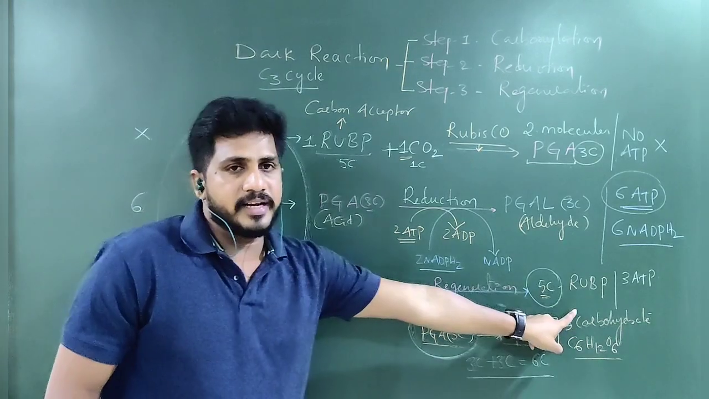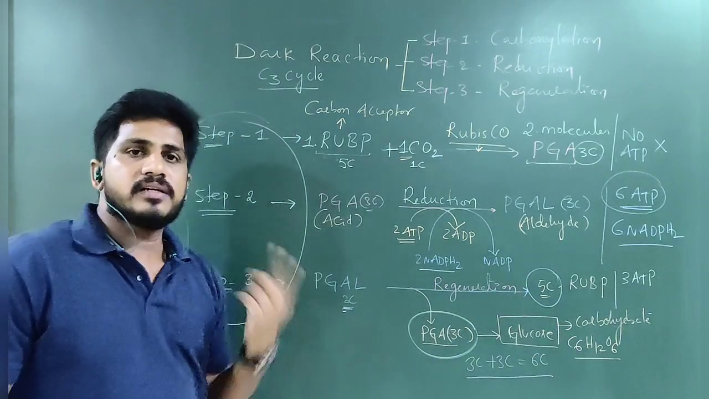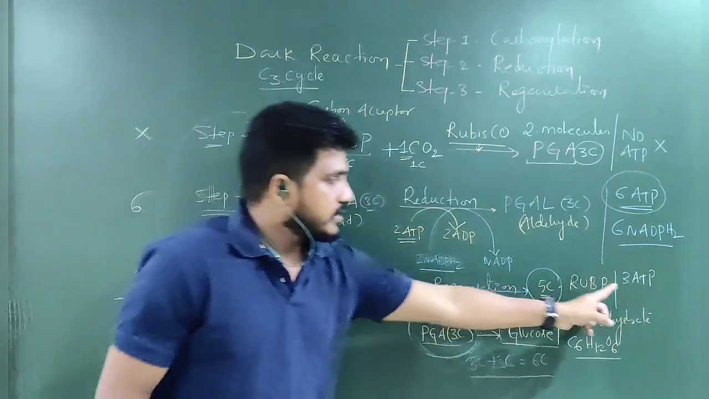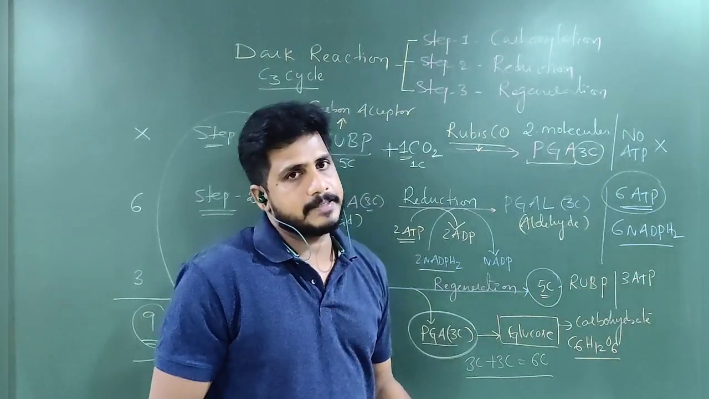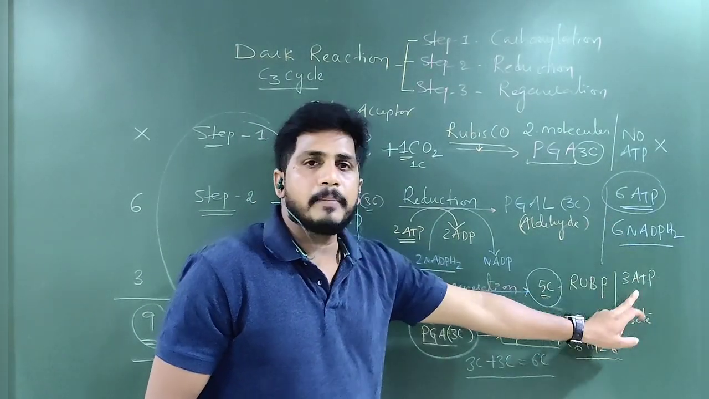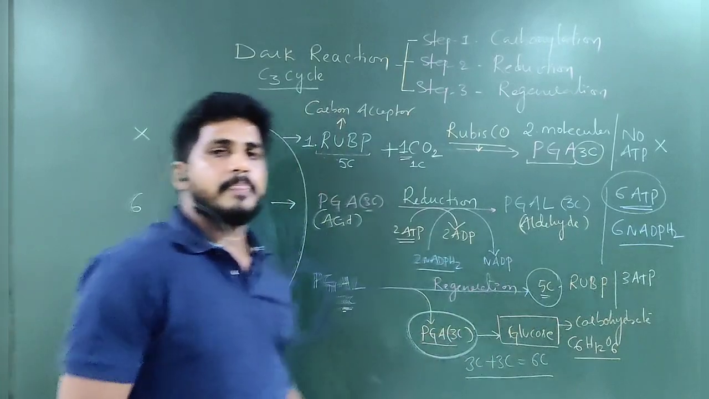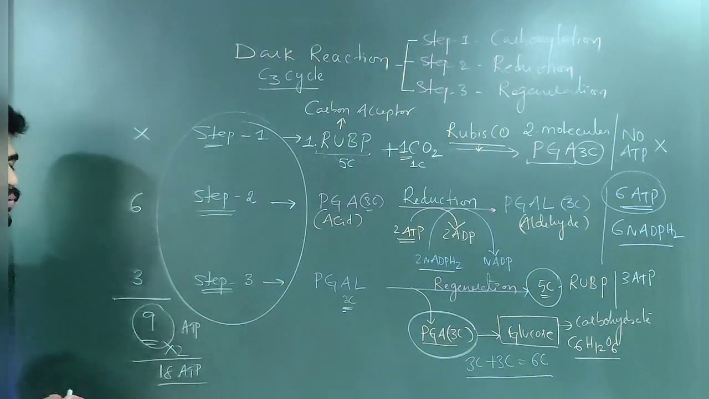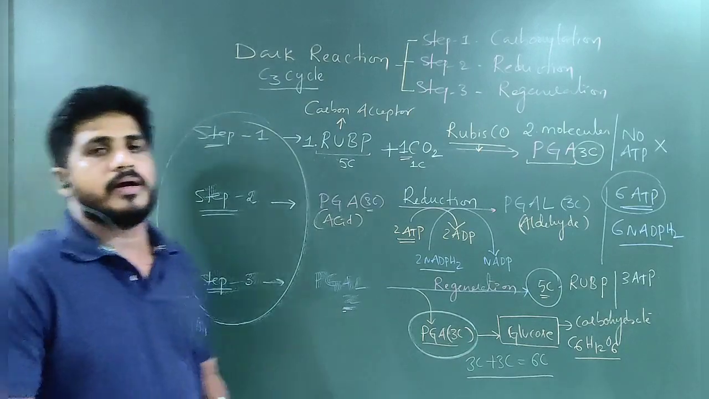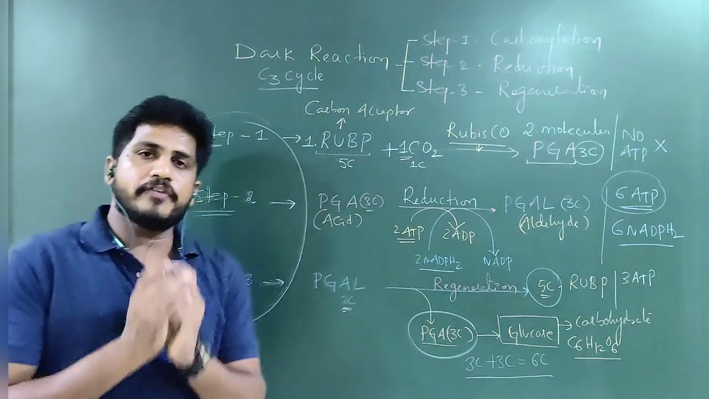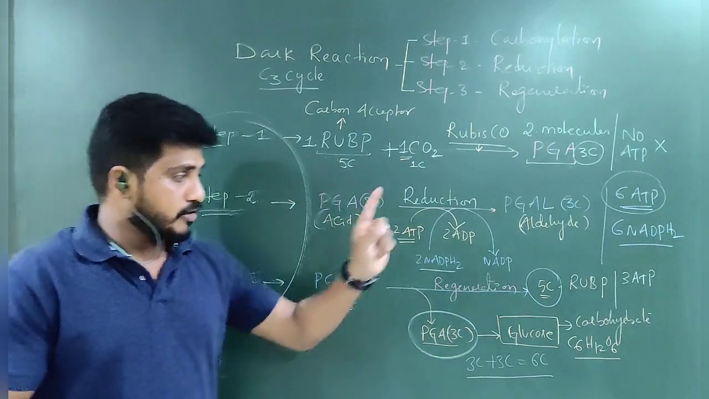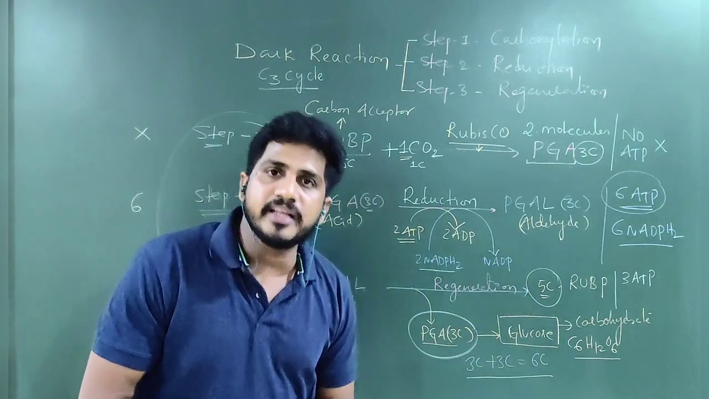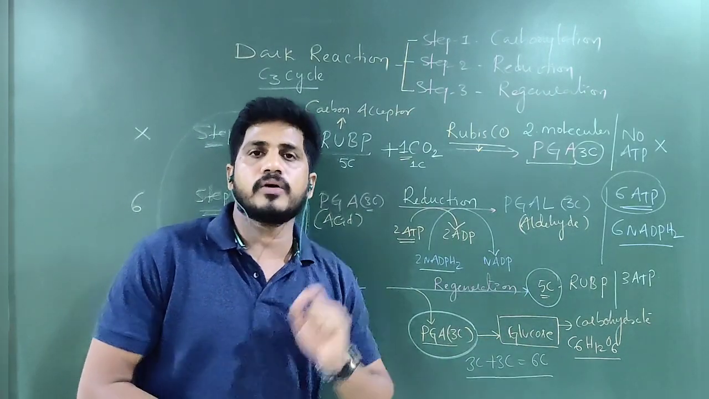Whereas here 3 ATP. This step also happens twice. So 3 ATP plus 3 ATP, 6. So here 12 plus here 6, 12 plus 6, 18 ATP. Otherwise, 9 into 2, 18 ATP is what is required. So the number of ATPs required for formation of one glucose molecule is 18. There is no doubt in that.